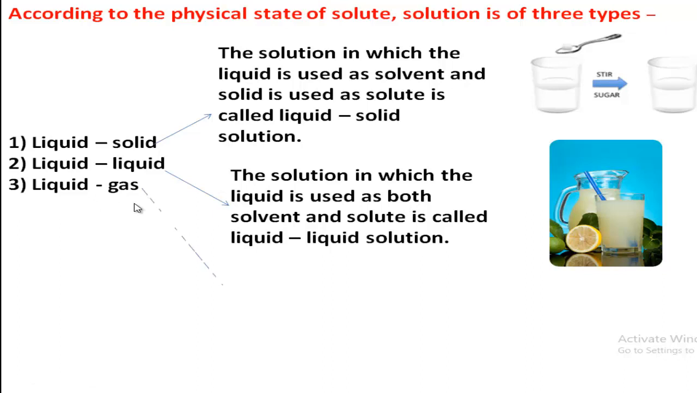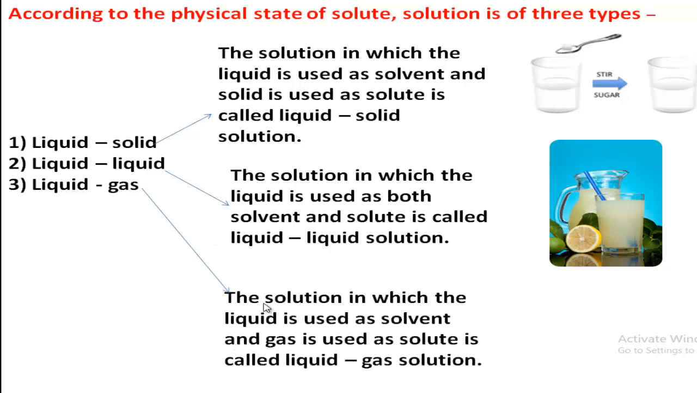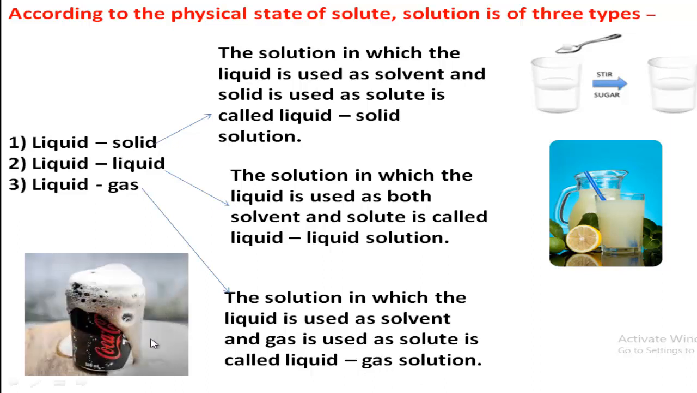Now we will see liquid gas solution. So what will be the liquid gas solution? The solution in which the liquid is used as solvent and gas is used as solute is called liquid gas solution. So can you give an example? Yes. Soft drinks. Soft drinks are actually an example of liquid gas solution. How? Because inside the drinks actually there is carbon dioxide gas present. Carbon dioxide gas gets dissolved in this sugar water solution. For this, all soft drinks we can easily say are actually liquid gas type solution.